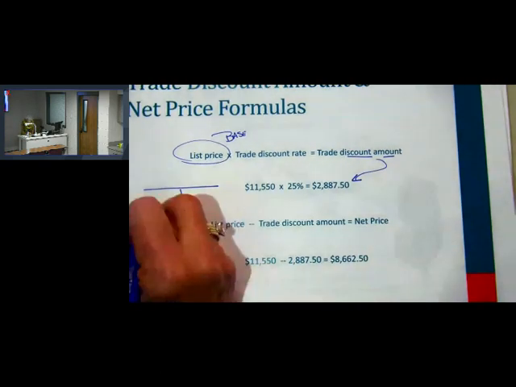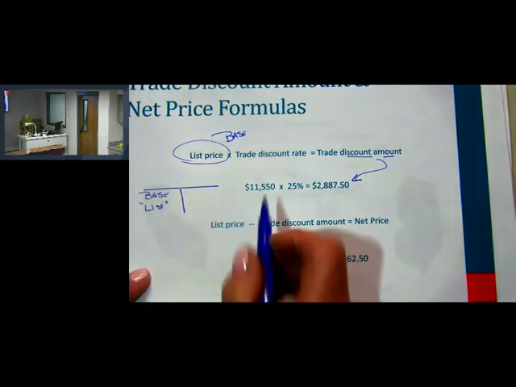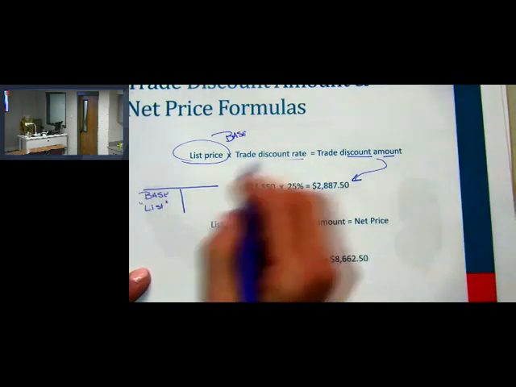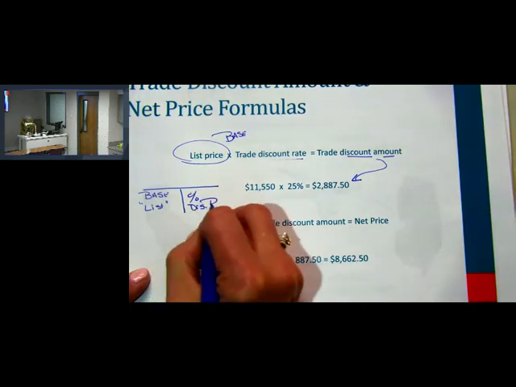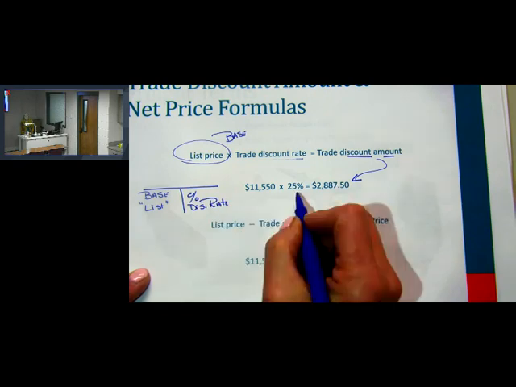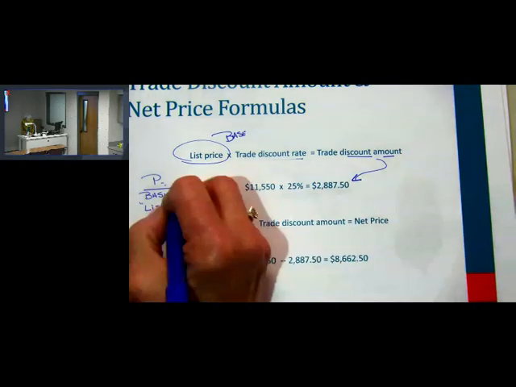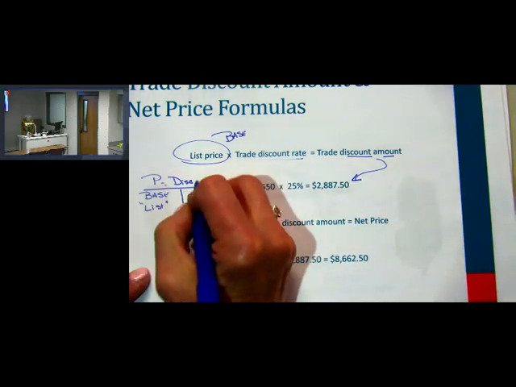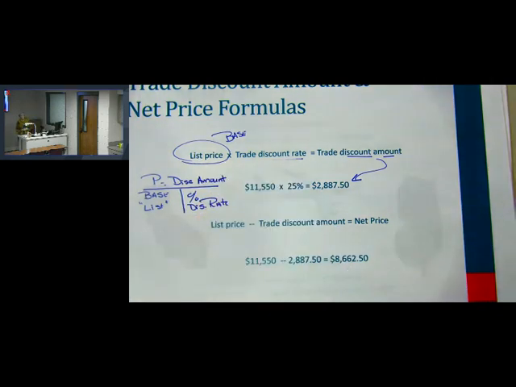My pie diagram base, again, is always going to be in this position. This is always going to be list. We're talking about a trade discount rate. So this is our percent, and again, it's our discount rate. And in this case, it's 25%. And our portion up here is going to be our discount amount. So again, some things that we can use from the last chapter to help us solve for maybe multiple things in this chapter as well. All right, so think of it that way.